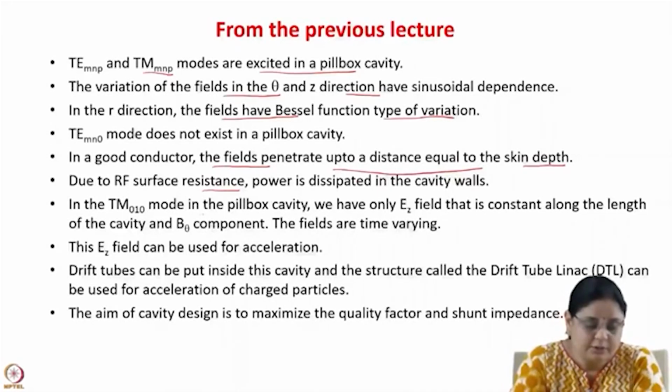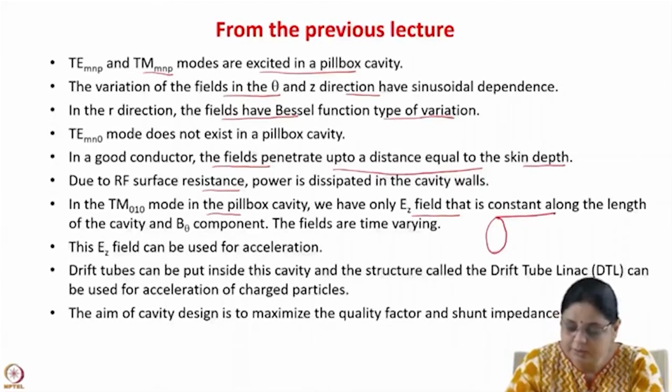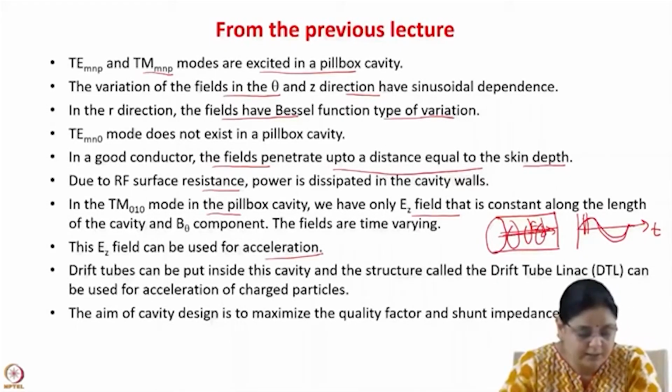In the TM010 mode in the pillbox cavity we have only the Ez field that is constant along the length of the cavity. So in the TM010 mode we have the Ez field along the z direction and the B theta field, and both Ez and B theta are varying with time. Since this Ez field has a time variation like this, and we know how to accelerate using a small portion of this field, this Ez field can be used for acceleration. Drift tubes can be put inside this cavity.